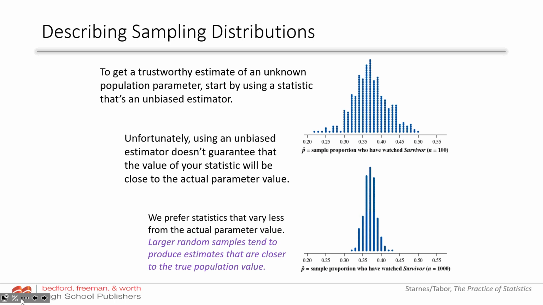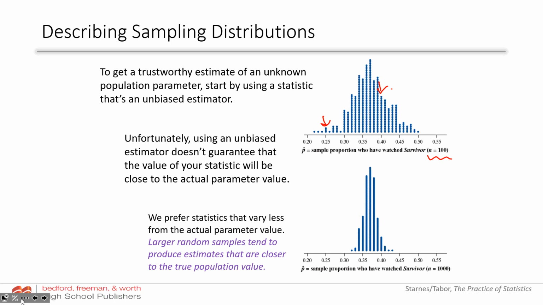So we're going to talk about sampling variability. We prefer statistics that vary less from the actual parameter value. So take a look at these two sampling distributions, okay? So if we're estimating the sample proportion of people who have watched Survivor, and we take samples of size n is equal to 100. So 100 people in our sample, we ask, do you watch Survivor? So sometimes the percent of people who watch Survivor is 25%. Sometimes the percent of people who watch Survivor is 40%, right? You can see this overall regular pattern.